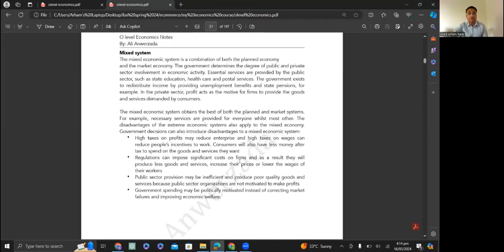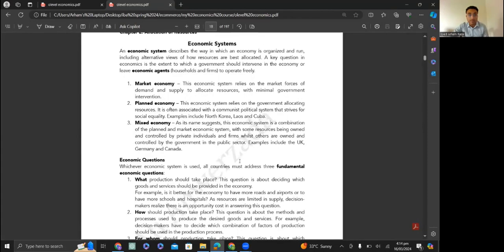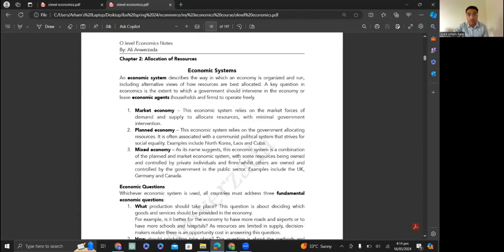I hope that you understood what the three types of economies are, what their advantages and disadvantages are, and how they work.